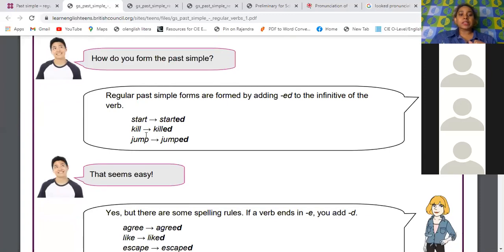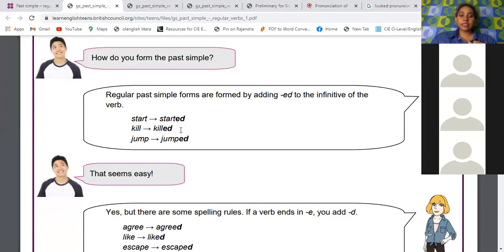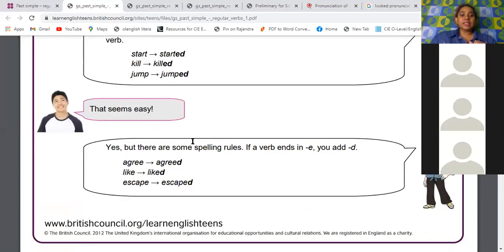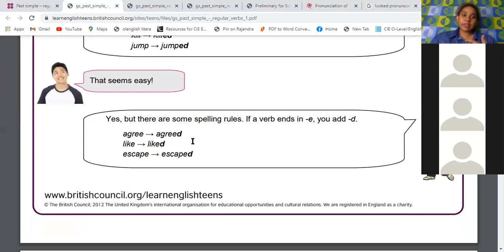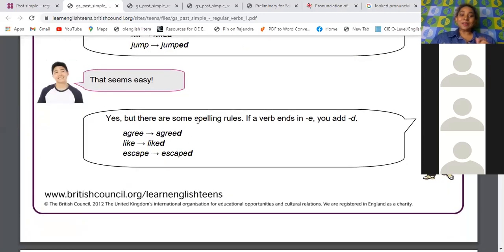Start, started. Kill, killed. Jump, jumped. That seems easy. Yes, but there are some spelling rules. If a verb ends in e, you add d only.